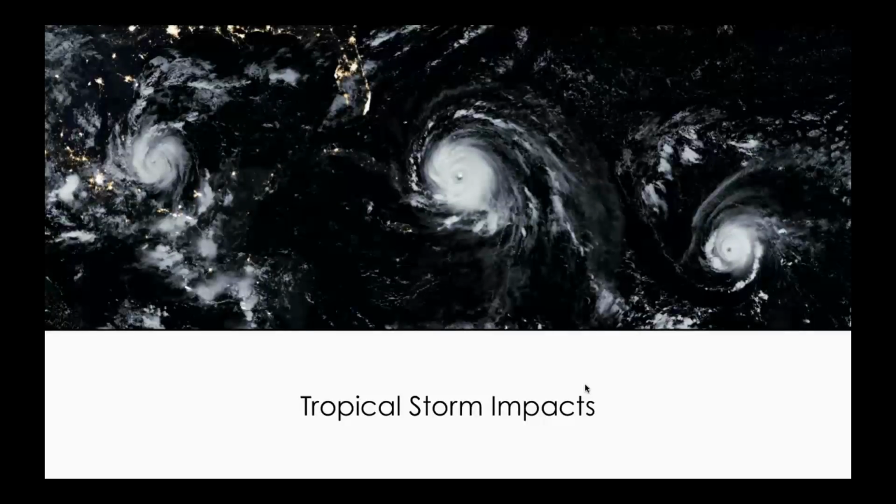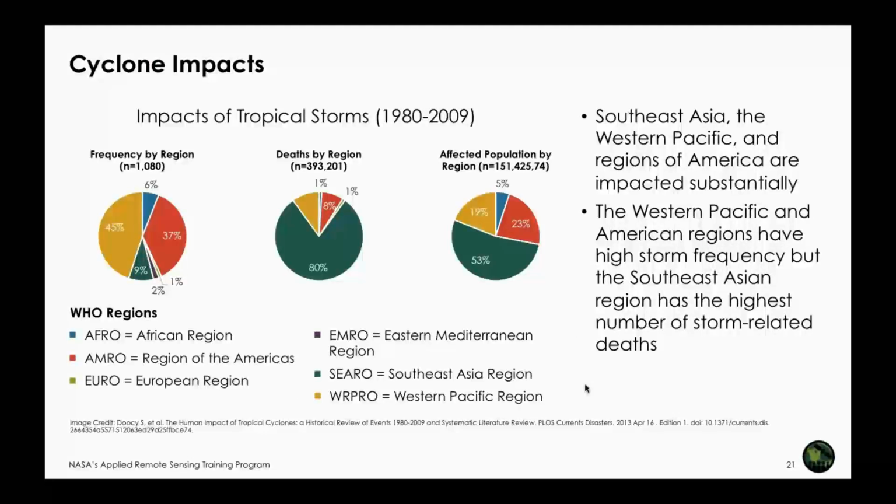So for any emergency preparedness, it is important to know what to expect. And a lot of that has been researched, and some examples are shown here. So here is some information about cyclone impacts. This is based on data from 1980 to 2009. And what you see here are different regions. They're color-coded. They're defined by the World Health Organization: African, Americas, Europe, Eastern Mediterranean, Southeast Asia, and Western Pacific.